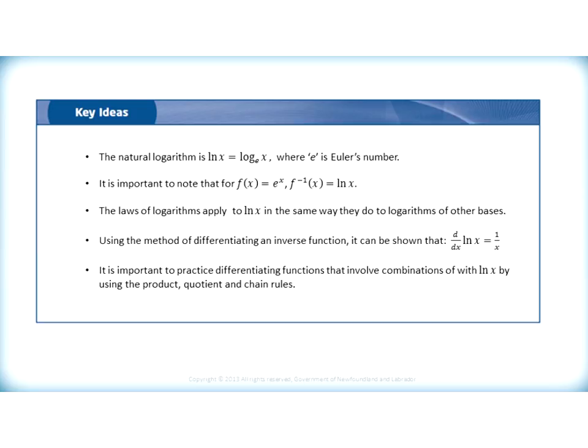And let's take a look now at the key ideas summary. The natural logarithm is, as we said, ln x is log base e. Remember that, where e is just Euler's number. And it's important to note that f of x equals e to the power of x, and its inverse, ln x, they're inverses of each other. The same laws of logarithms apply to ln x in the same way they do to logarithms of other bases, so don't forget that. And using the method of differentiating an inverse function, it can be shown that the derivative of ln is 1 over x.